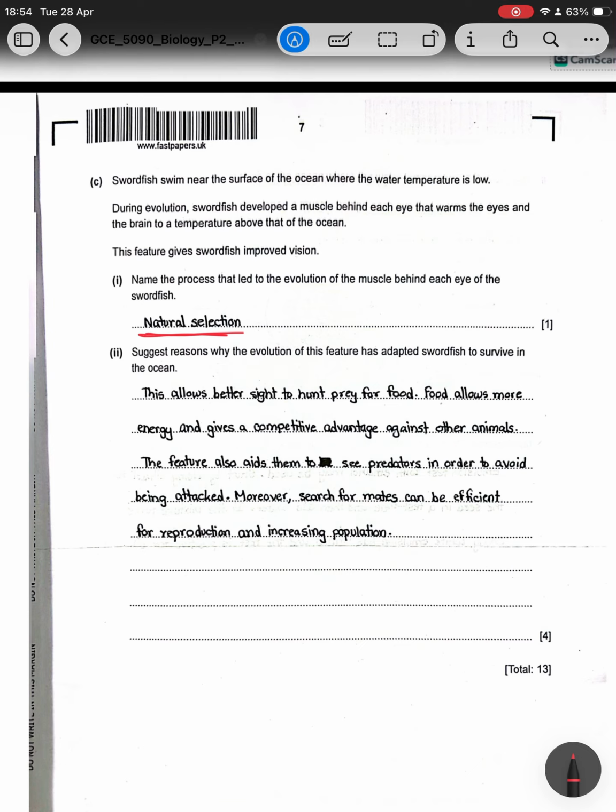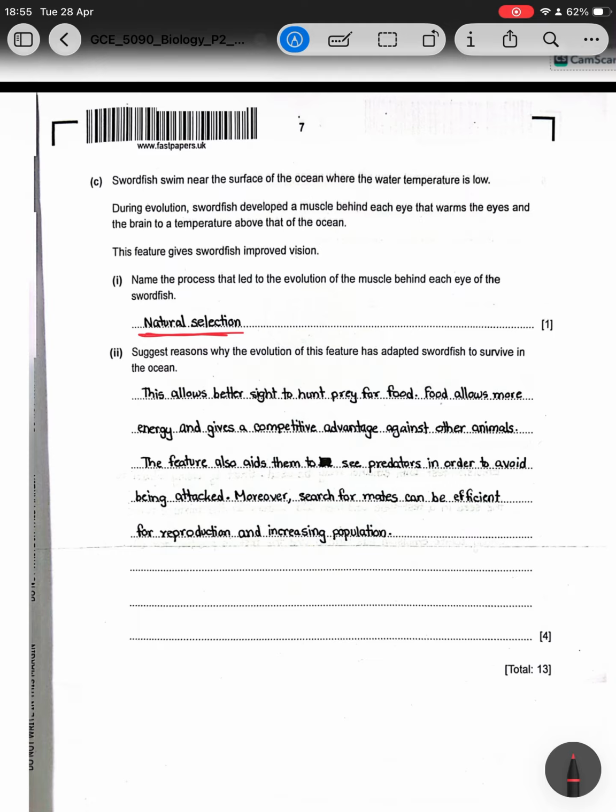Suggest reasons why the evolution of this feature has helped swordfish to survive in the ocean. So now we're going to elaborate a little more on that. This allows better sight to hunt prey for food. Again, please look at the marking breakdown. Food allows more energy and gives a competitive advantage against other animals. This feature also aids them to see predators in order to avoid being attacked. So they're better as predators, and they're avoiding other predators that would hunt them, and this makes their survival much more efficient.